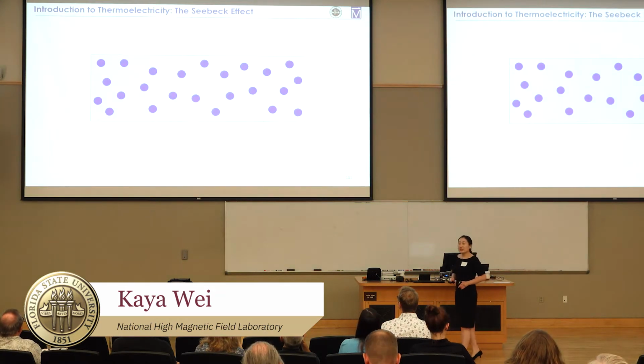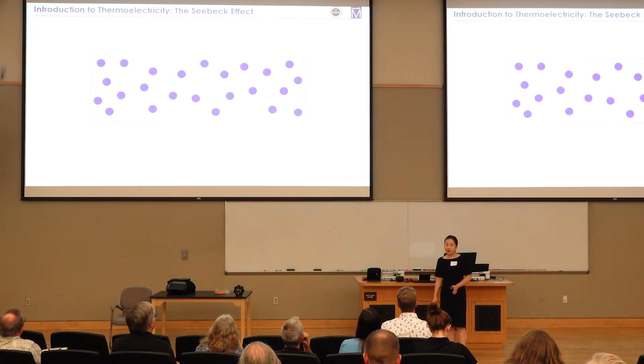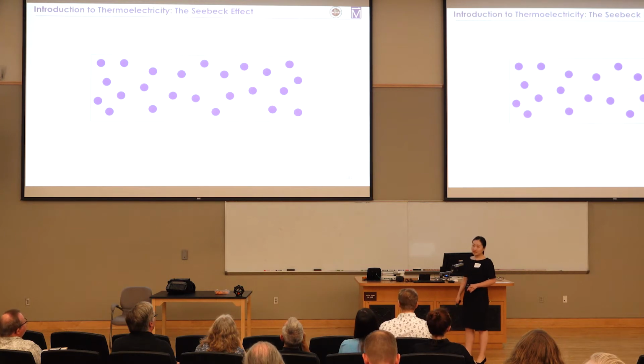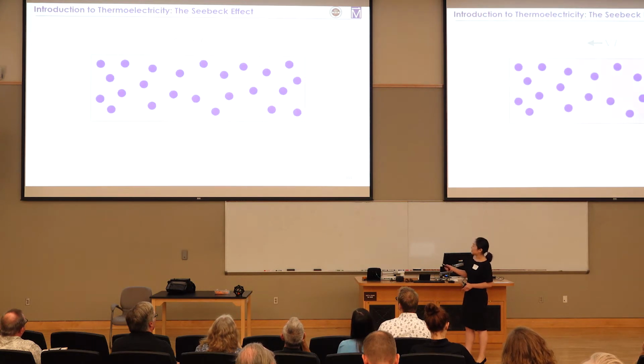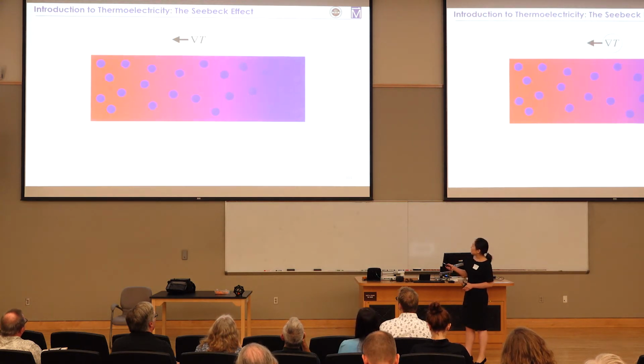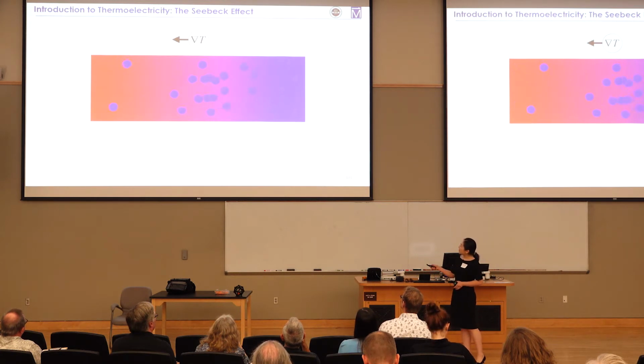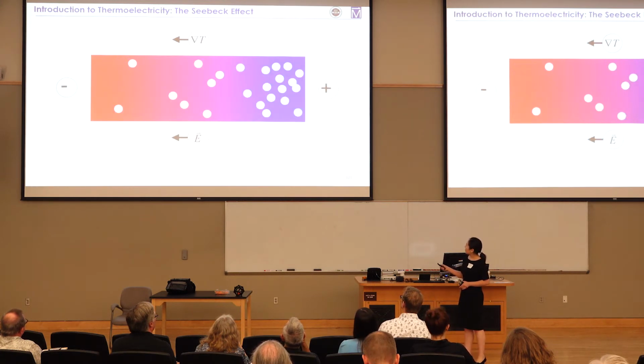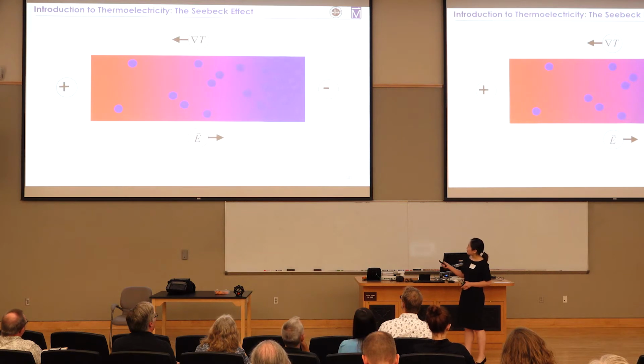As an introduction, let's start with the most basic phenomenon, the thermoelectric Seebeck effect. So here I have a piece of conductor. Electrons are uniformly distributed in it. When we apply a thermal gradient, those thermally excited electrons on the hot side will diffuse to the low temperature, which is the cold side, and then this will cause a potential difference.